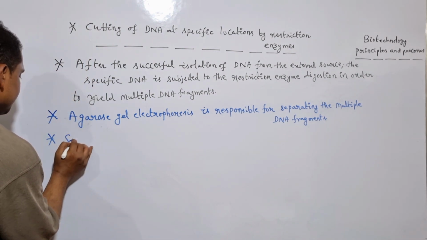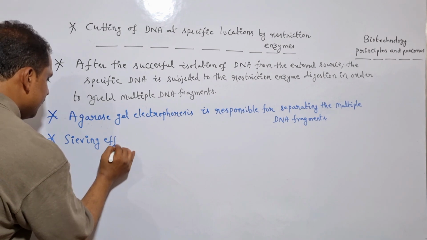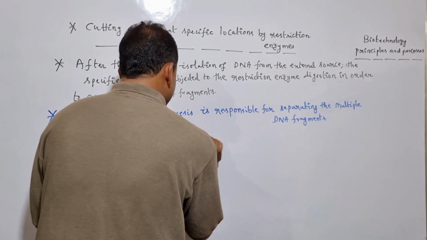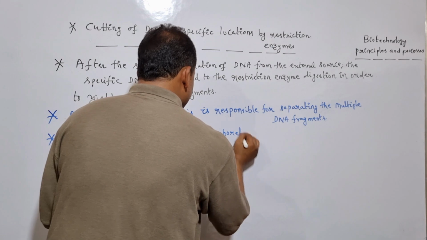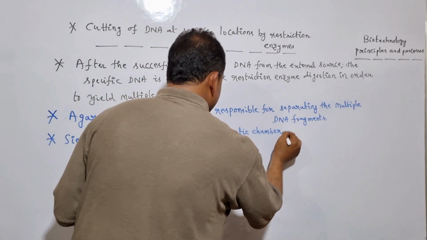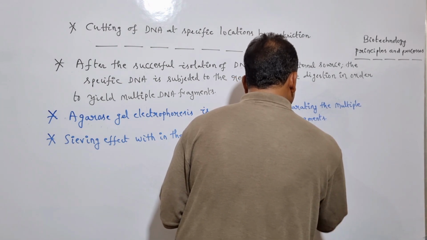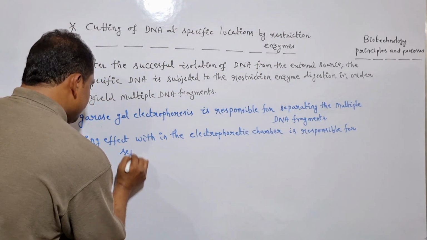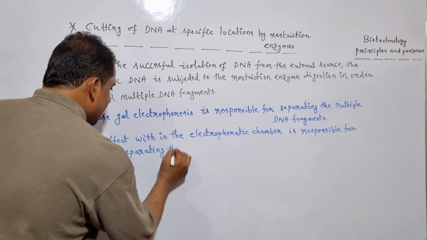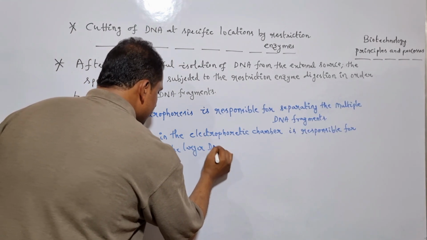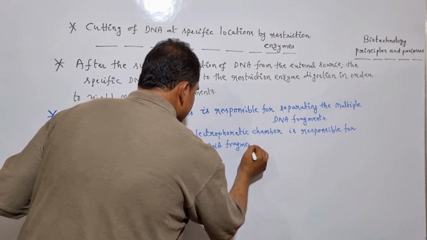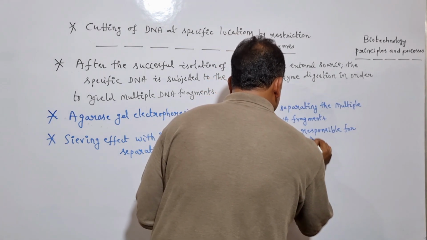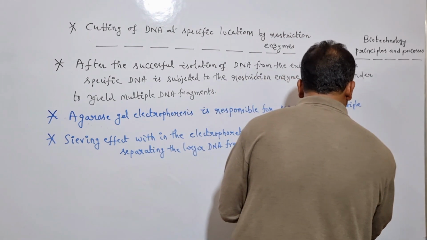Sieving effect within the electrophoretic chamber is responsible for separating the larger DNA fragments from the smaller DNA fragments.